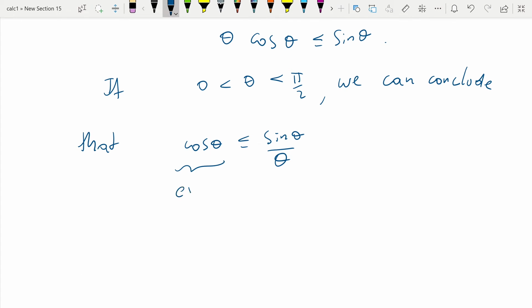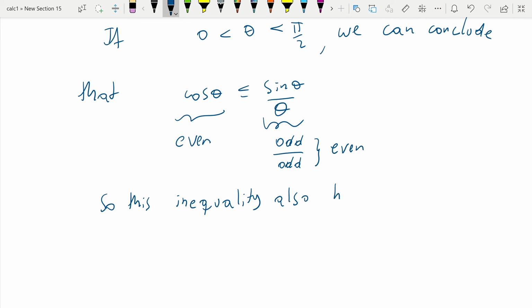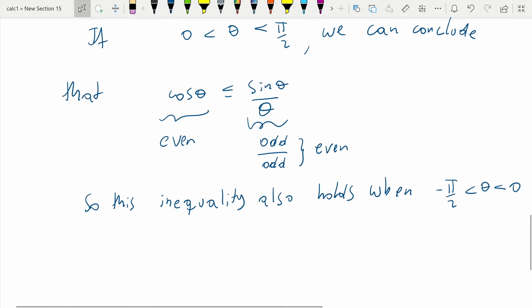know that this function is even, and this one is an odd over odd function, so the resulting function is even, so this inequality also holds when theta is between minus pi over 2 and 0. So we have the first inequality now.